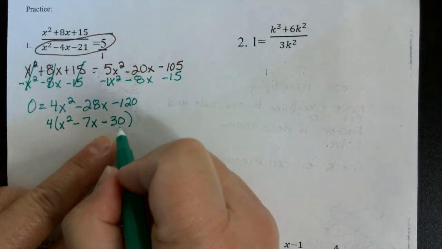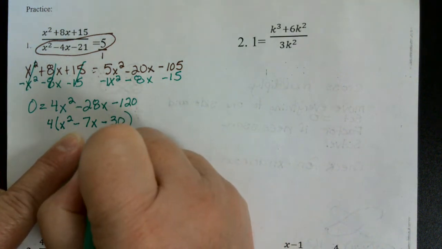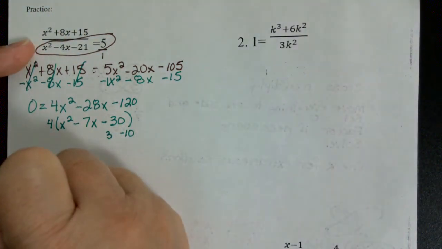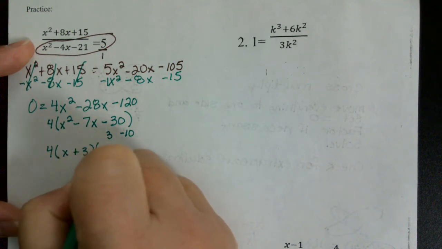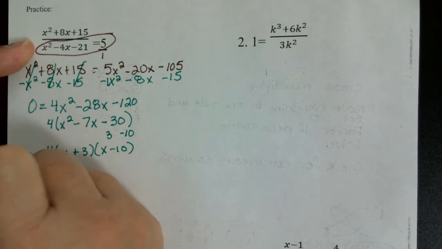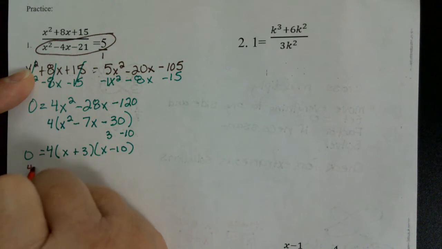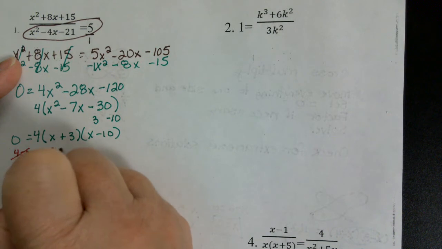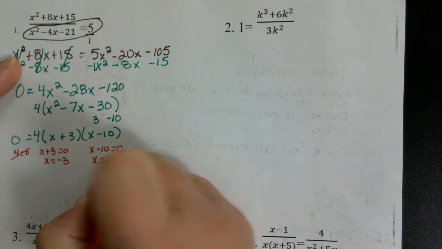Okay. So factors of 30 that give me a negative 7. So that's going to be 3 and negative 10. So I have 4 times x plus 3 times x minus 10. All right, so I'm going to set each part equal to 0. Obviously, this is just thrown out. Then I have x plus 3 equals 0, which is x equals negative 3. X minus 10 equals 0, which is x equals 10.